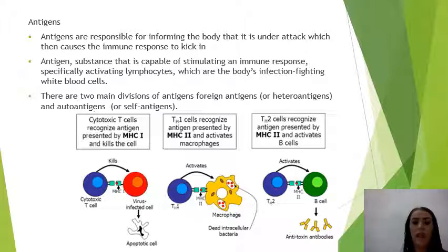Antigens. Antigens are responsible for informing the body that it is under attack, which then causes the immune response to kick in. An antigen is a substance that is capable of stimulating an immune response, specifically activating lymphocytes, which are the body's infection-fighting white blood cells. There are two main divisions of antigens, which are foreign antigens and autoantigens. The diagram there shows what antigens do through their cycle.